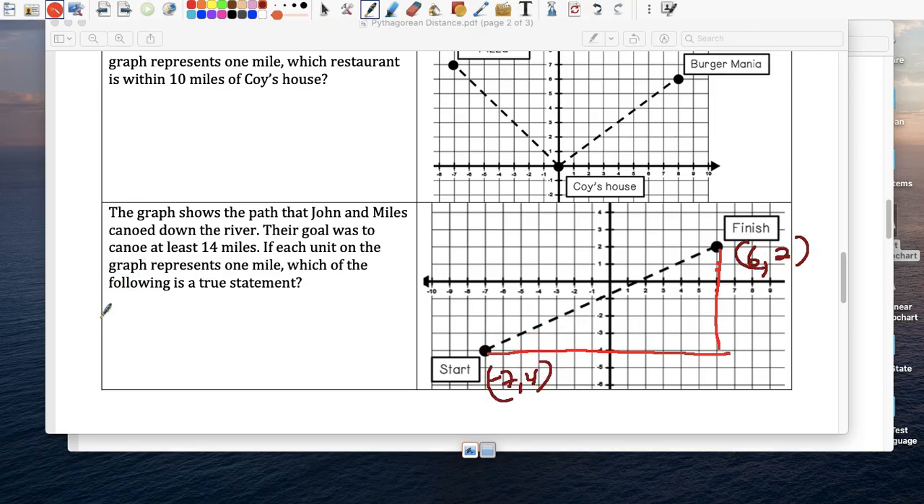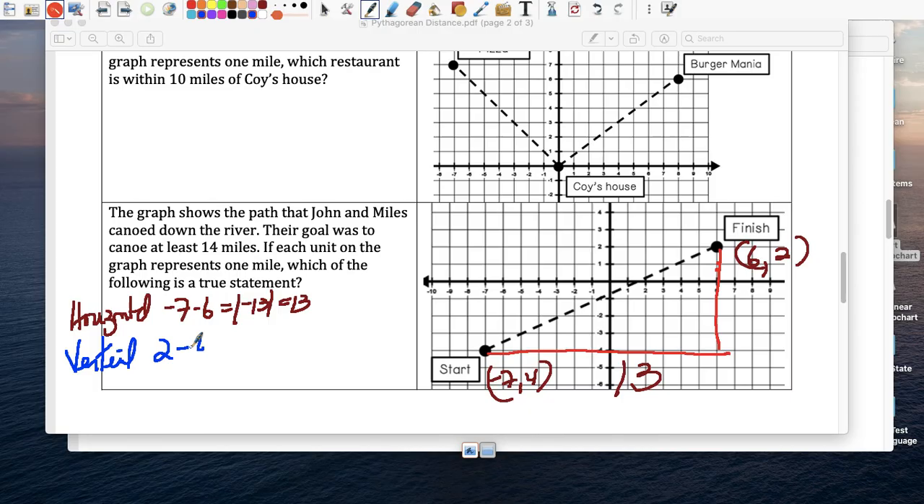If you wanted to find the horizontal distance, this is the difference between the x values. So you would get -7 minus 6, which gets you -13, or take the absolute value, and that gives me 13. So this one over here is 13. Up and down, the vertical distance is the difference between the y values. So we get 2 minus 4, this is -4, 2 minus -4, it's the same thing as 2 plus 4, which gives me 6.